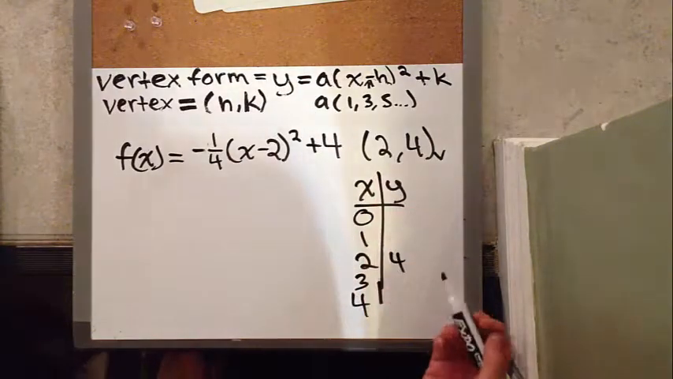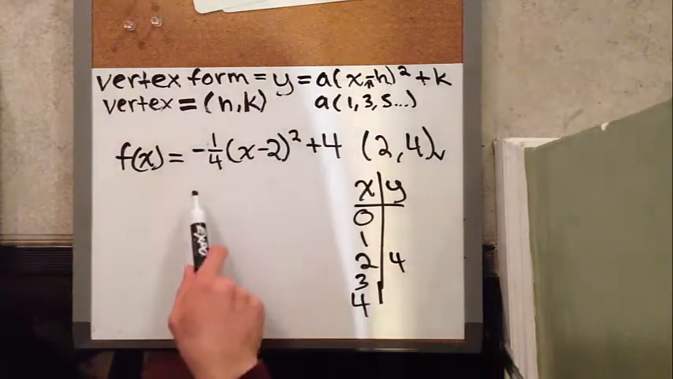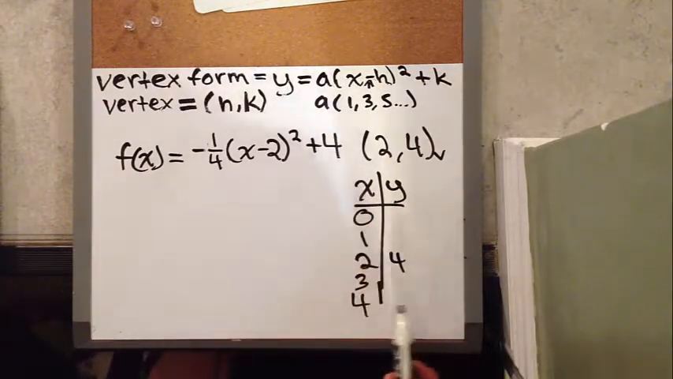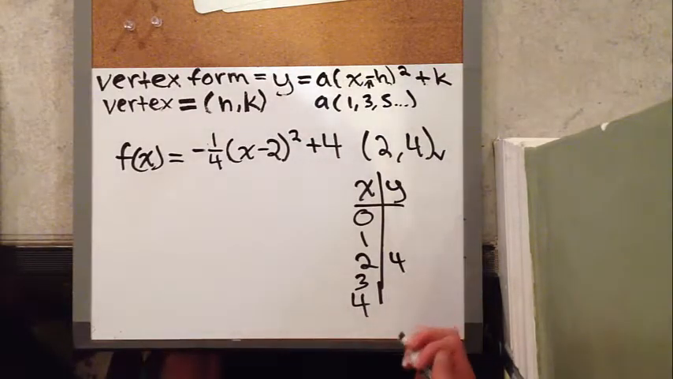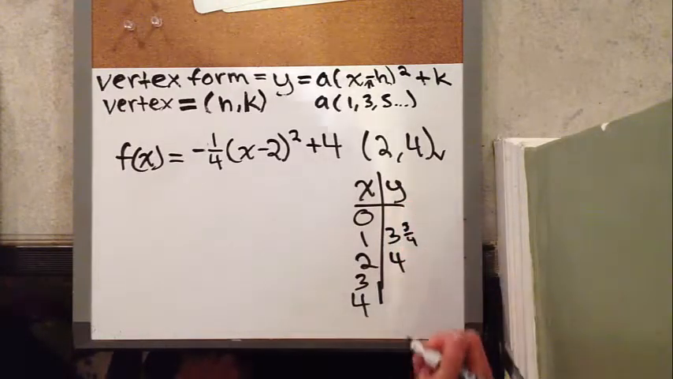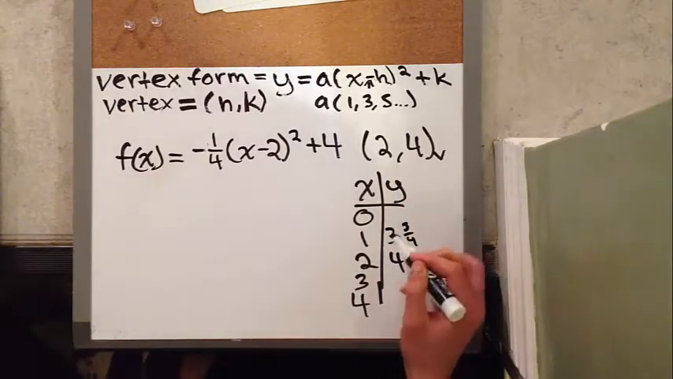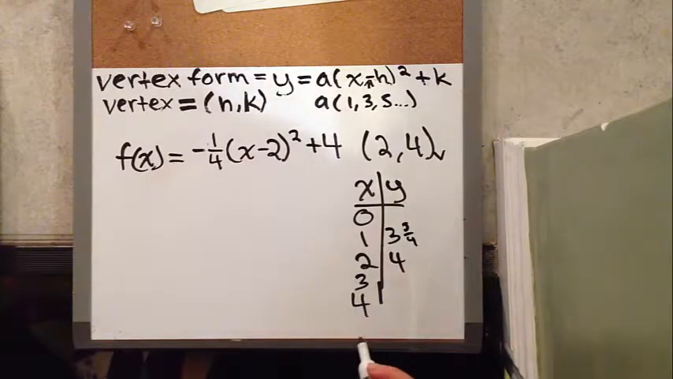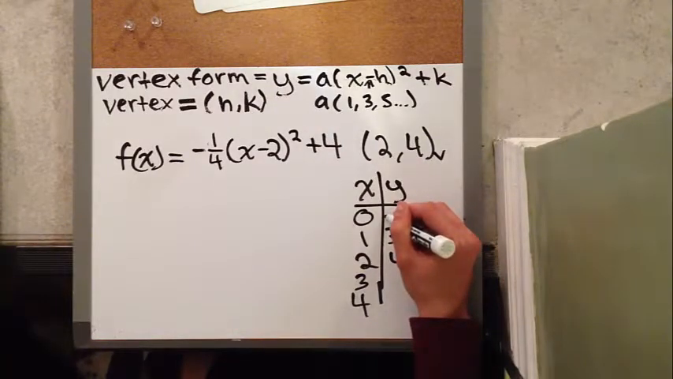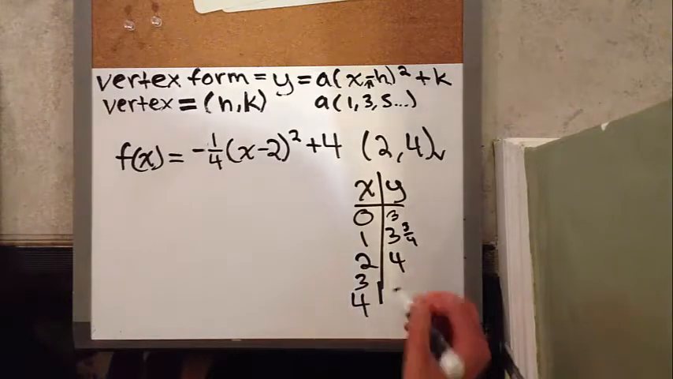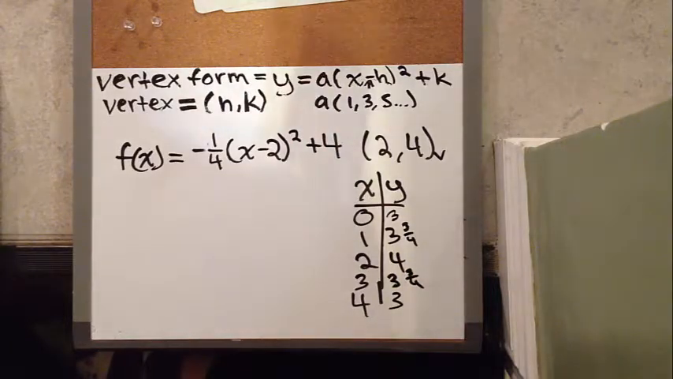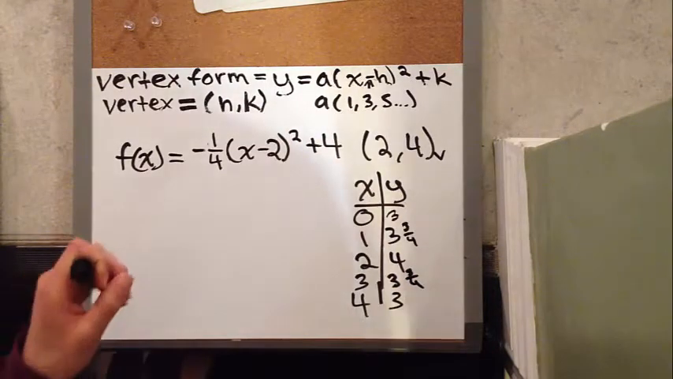Now before we can find any of our other y points, we have to look again at a, which is negative 1/4. So negative 1/4 times 1 is negative 1/4. So we subtract 1/4 from here, which will give us 3 3/4. Now negative 1/4 times 3 is negative 3/4. So this becomes 3. And we just add this down here.